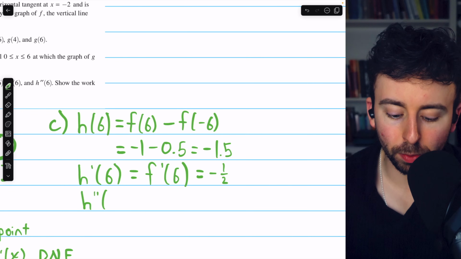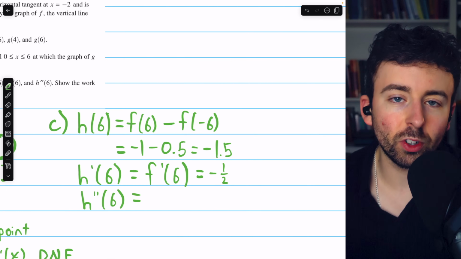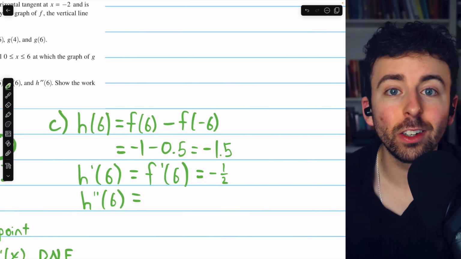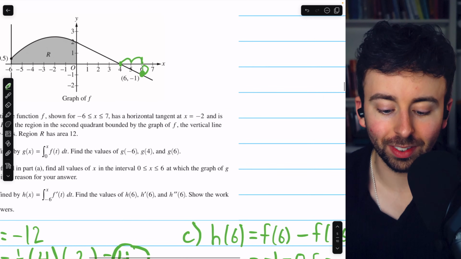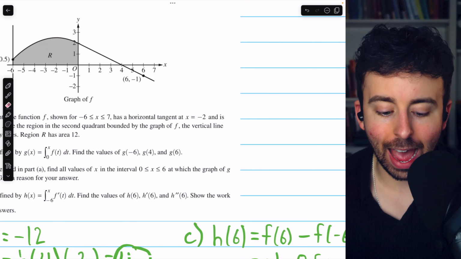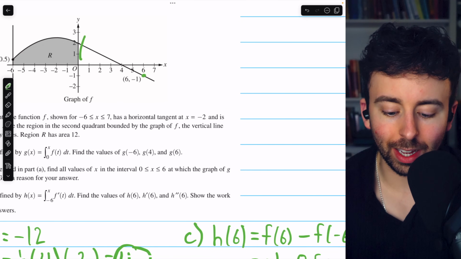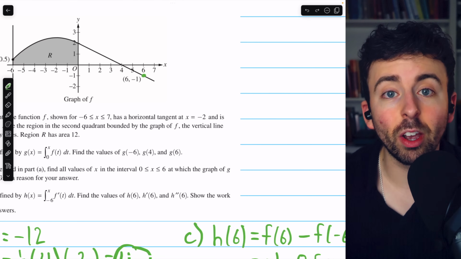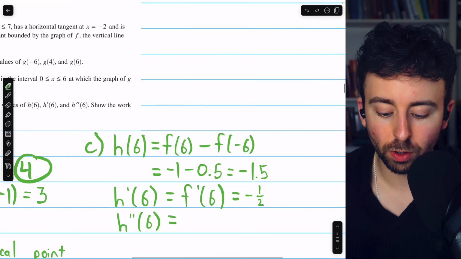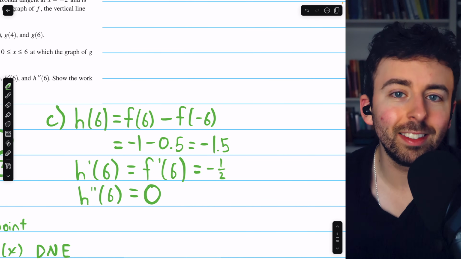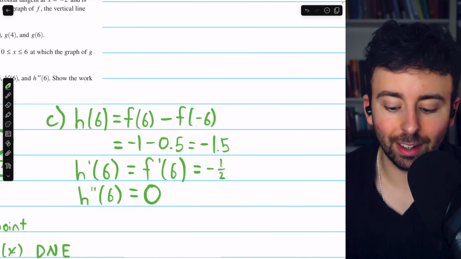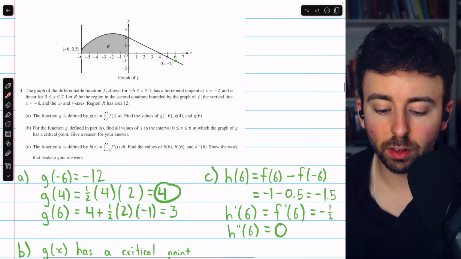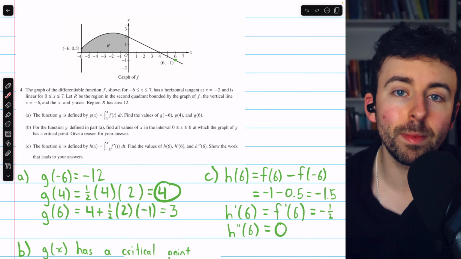Finally, h double prime of 6, that's the rate of change of the rate of change of f, the rate of change of the derivative of f, at x equals 6. And if we look at f at x equals 6, well, we know that f is a line over here. Hence, it has a constant rate of change, and so its second derivative, the rate of change of its rate of change, must be 0. The derivative is not changing at all at x equals 6. It's a line with a slope of -1/2. And that completes our solution to free response question 4 from the 2024 AP Calc AB BC exam.